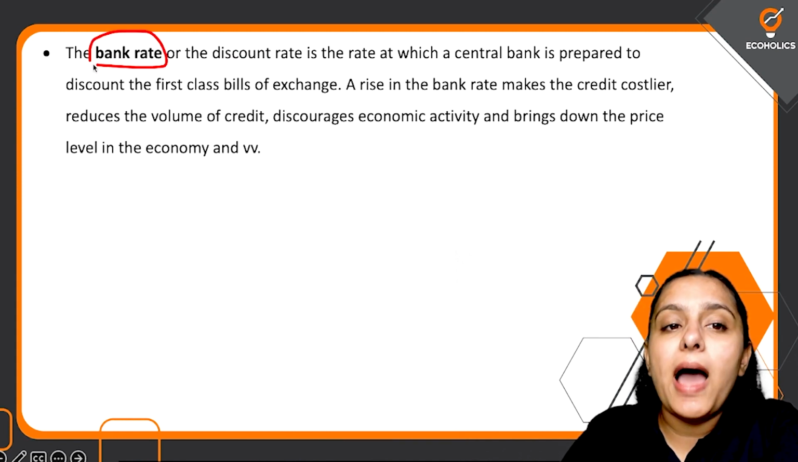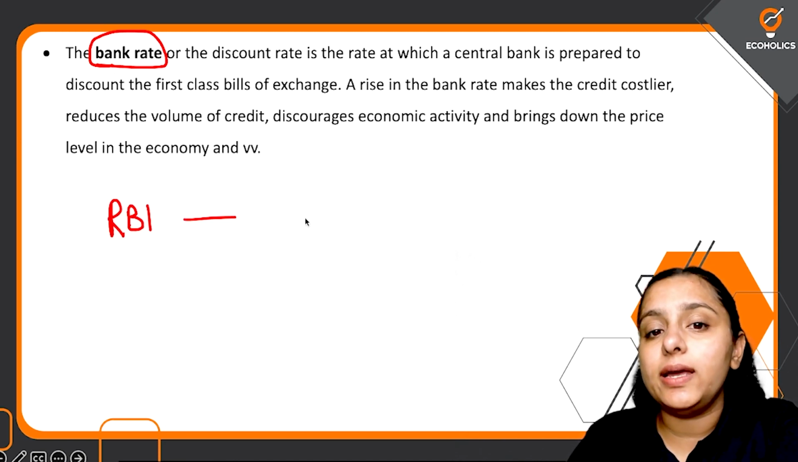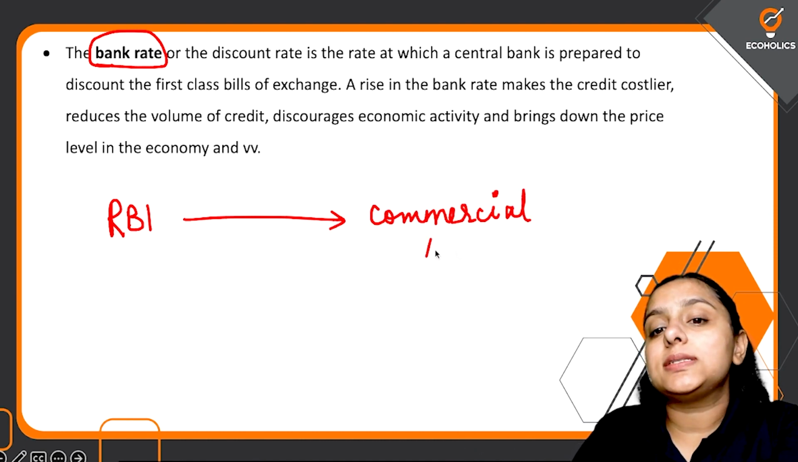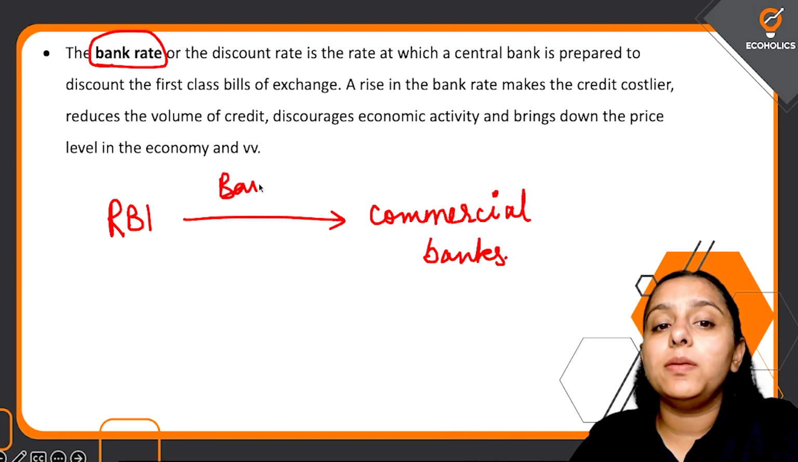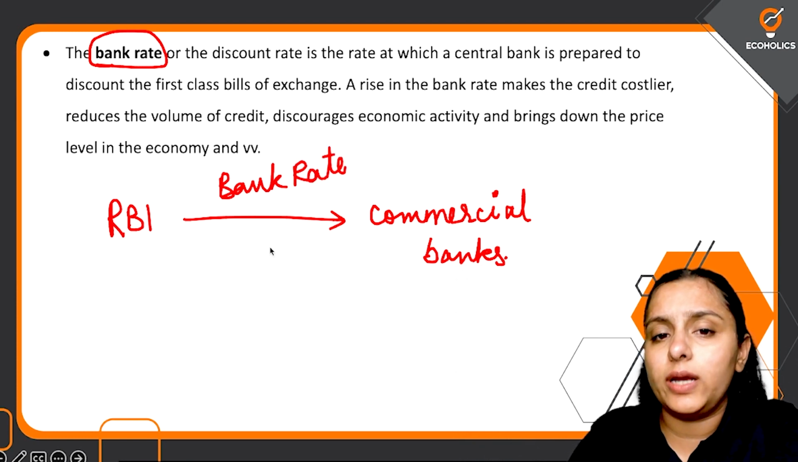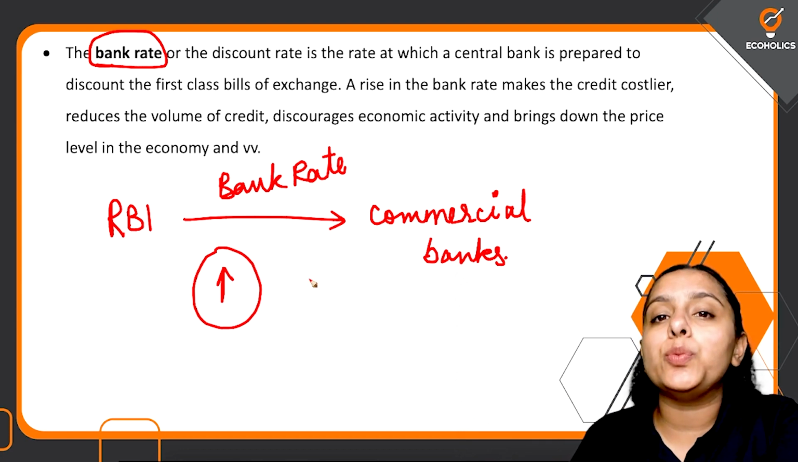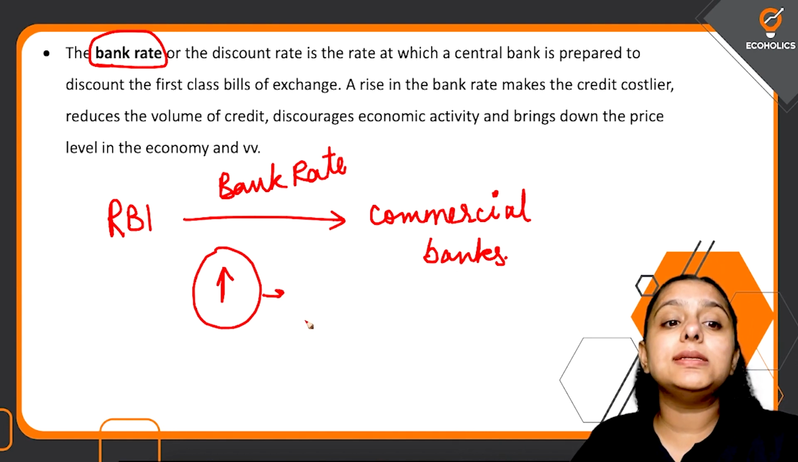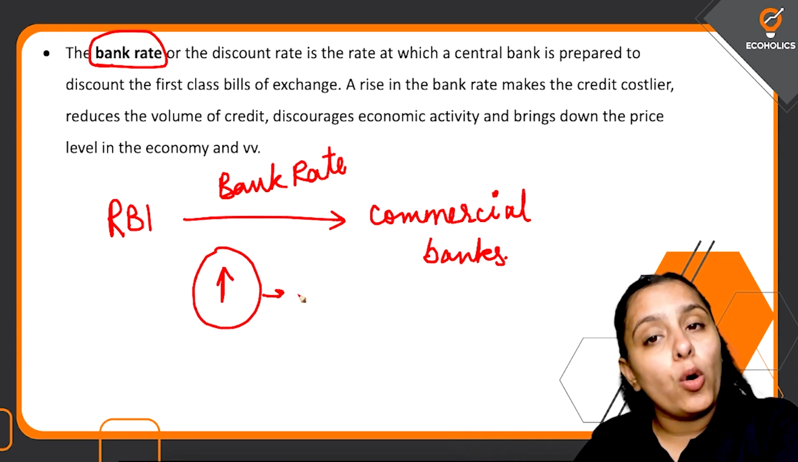The first is bank rate. What is bank rate? Bank rate is the rate at which RBI lends loans to commercial banks. Many times commercial banks take loans from RBI, so the loan by RBI is given at bank rate. It's also known as discount rate. If RBI increases bank rate, the borrowing by commercial banks is going to become costlier. And the costlier the borrowing for commercial banks, the less volume they are going to borrow from RBI.